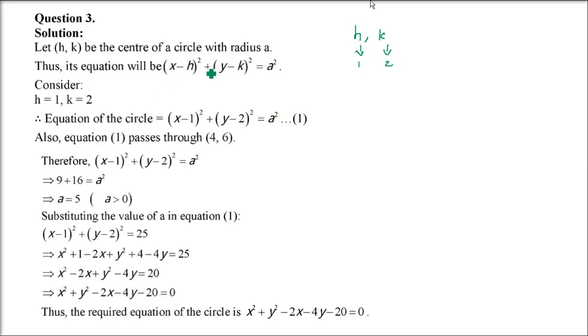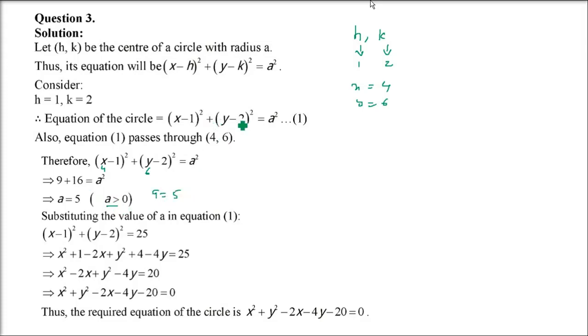The second thing is that this circle is passing through (4, 6). So when it is passing through 4 and 6, this point is going to satisfy this equation. So you can replace x and y with 4 and 6. In place of x you put 4, in place of y you put 6. So 4 minus 1 whole square, that is 3 square, 9. 6 minus 2, 4, 4 square, 16. So you get a square as 25, that is a is 5.